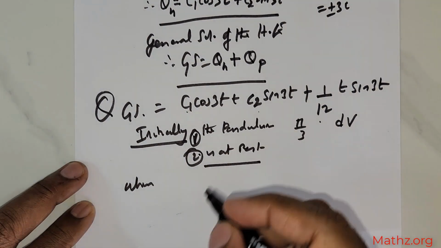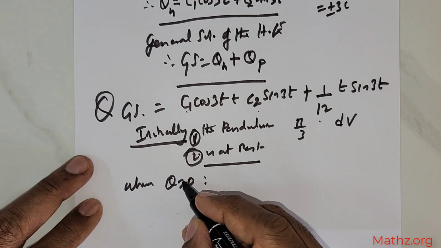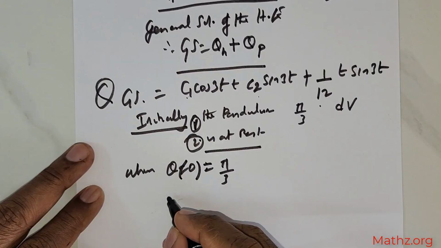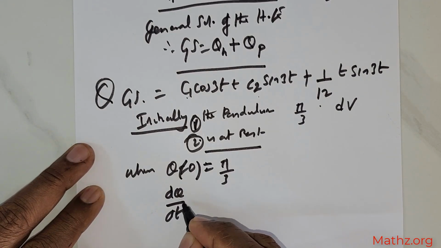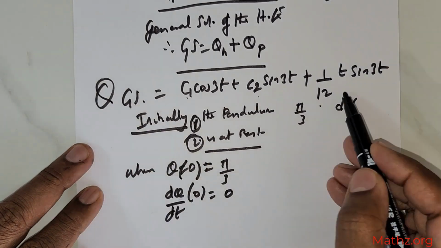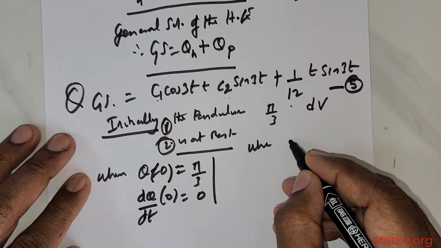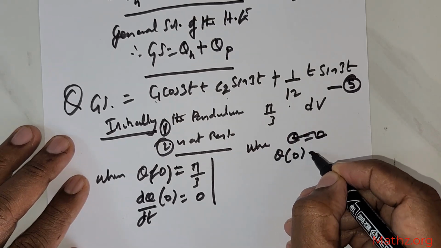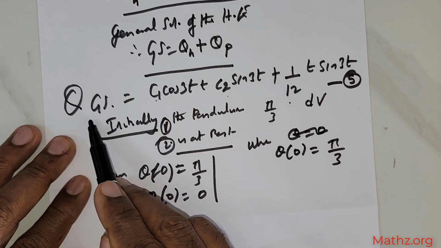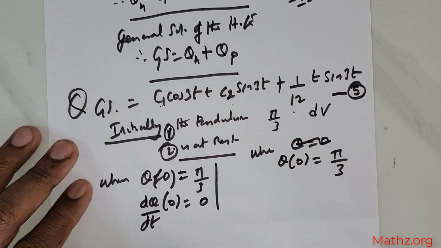So I'm going to write that data here. At t equal to 0, we are given theta of 0 equal to pi over 3, the angle created, and we are also given d theta over dt at 0 to be equal to 0. So these two pieces of information I will utilize. So when I say theta of 0 is equal to pi over 3, that is a better representation, because when I say at 0 I am talking about t being equal to 0. So that is what we need to do.